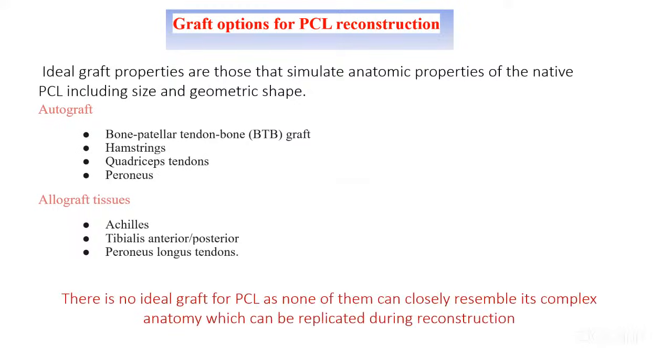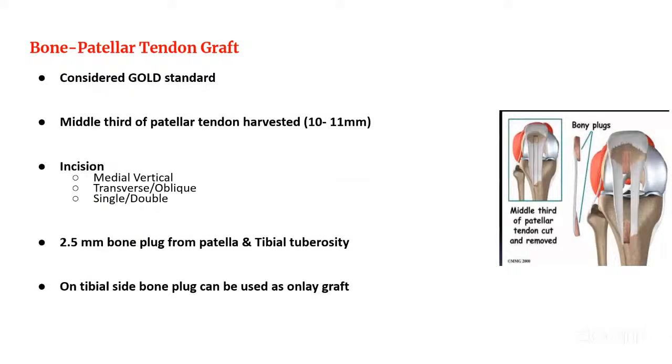But as such, there is no ideal graft for PCL, as none of them can closely resemble its complex anatomy, which can be replicated during the reconstruction. So, when we discuss the bone patellar tendon graft, it is considered the gold standard for all cruciate reconstruction, mostly for ACL and for the PCL also.